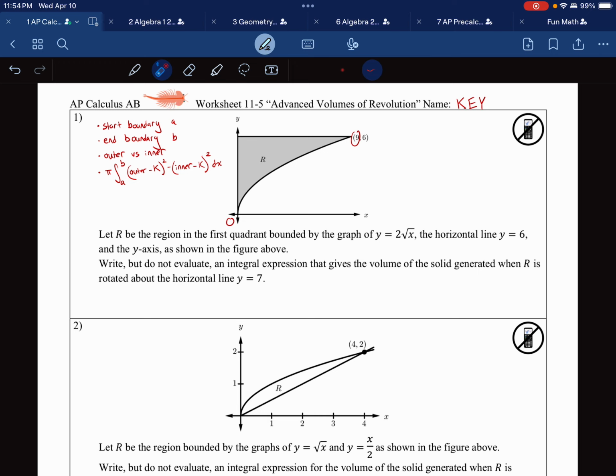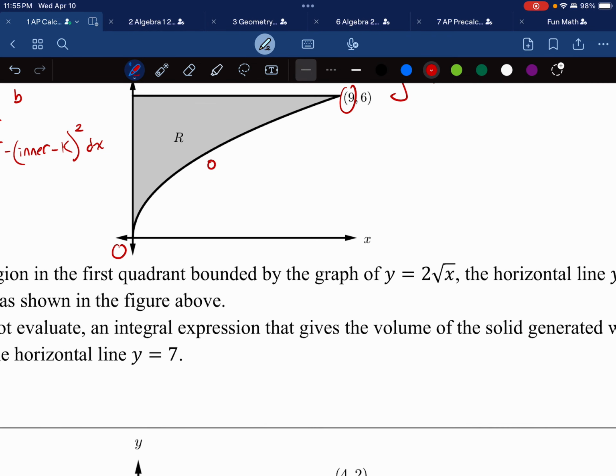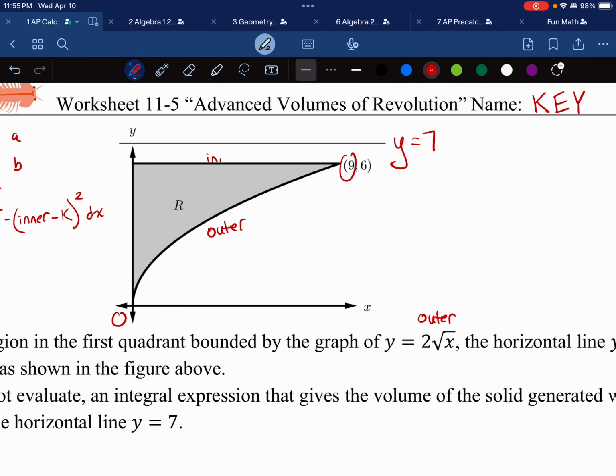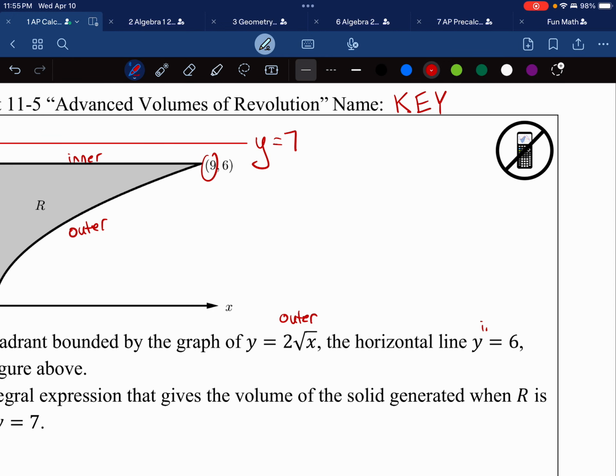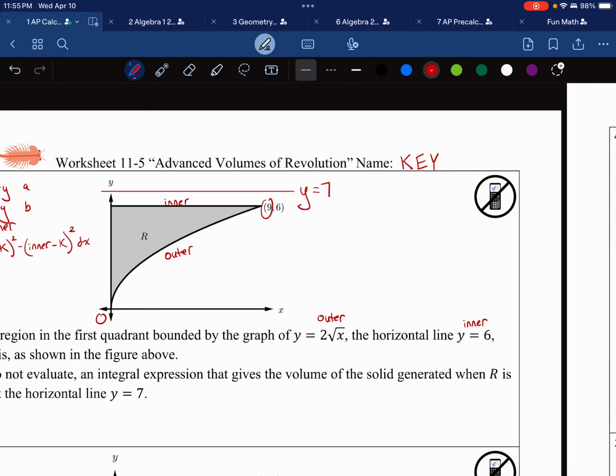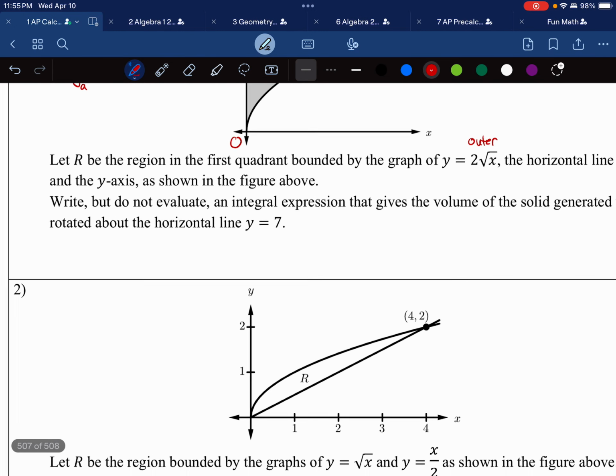We're rotating around the line y is equal to 7. This is the y-coordinate 6, so y is equal to 7 is above y is equal to 6, and if I'm drawing my line, it's right about there. So I'm going to say that's the line y is equal to 7. So from here, that means that my outer function is actually this function, and therefore my inner function is the top, and that is this function right here. All right, so I have everything set up. Time to apply my formula to this.